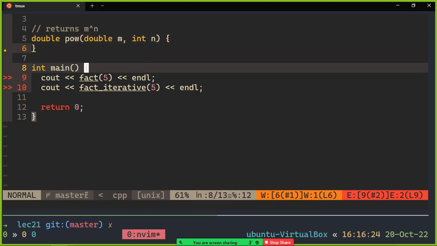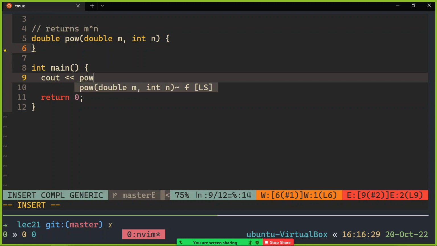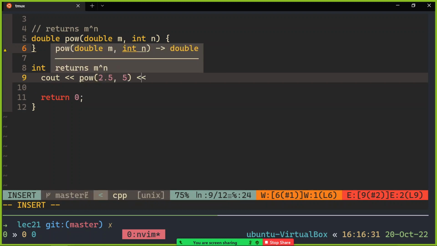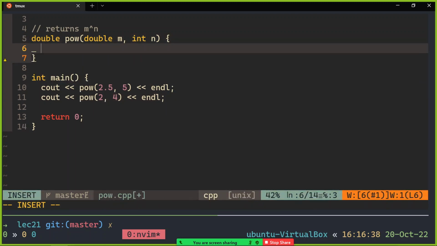That should do it. And then let's do the original one. See out pow of 2.5 to the 5th, and 2 to the 4th. Those are my 2 examples, I think. So let's code this up.